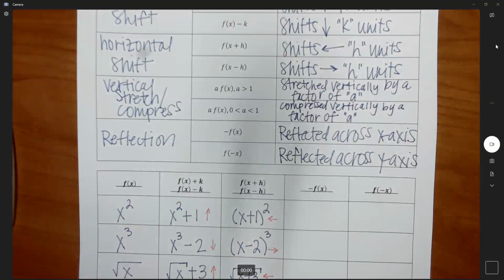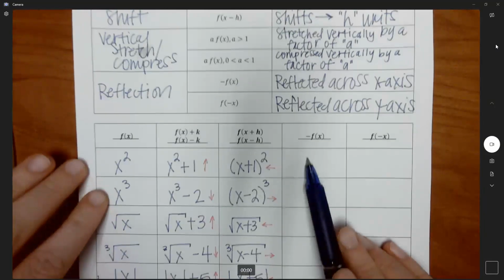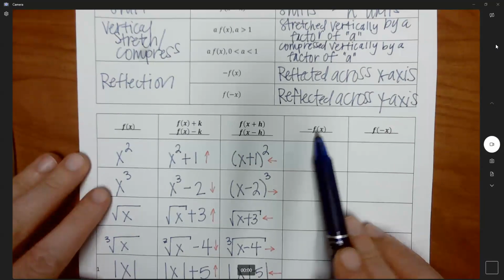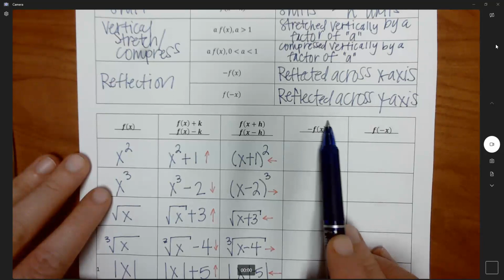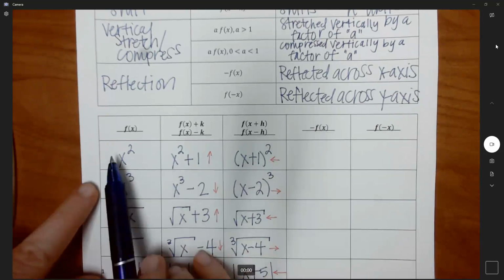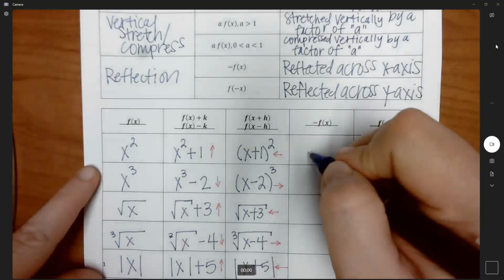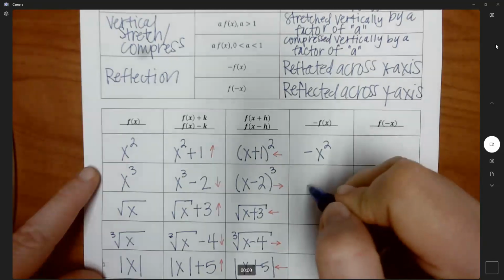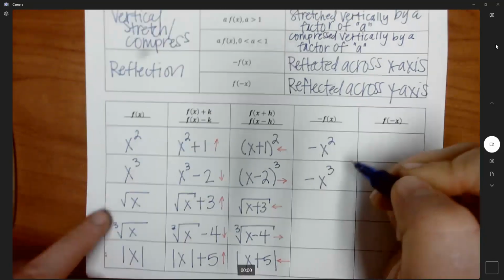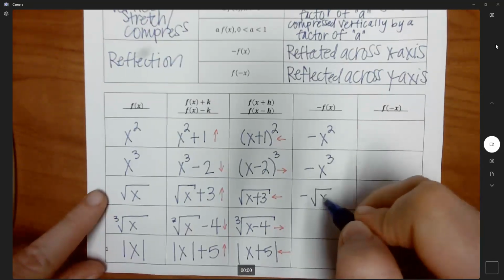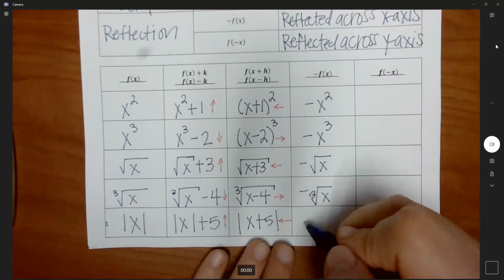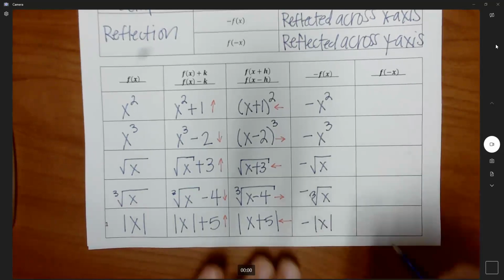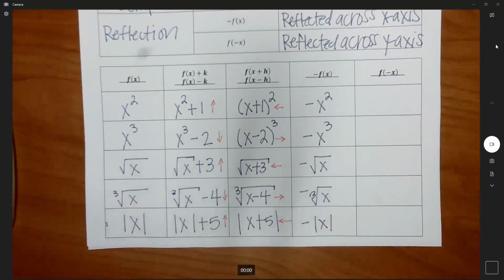Okay. Again, do you understand this function notation? When I have it reflected across the x-axis and that negative is in front of the function, you're literally just putting it in front of this. So this is negative x squared. This is negative x cubed. The negative square root of x. The negative cubic root of x. The negative absolute value of x.